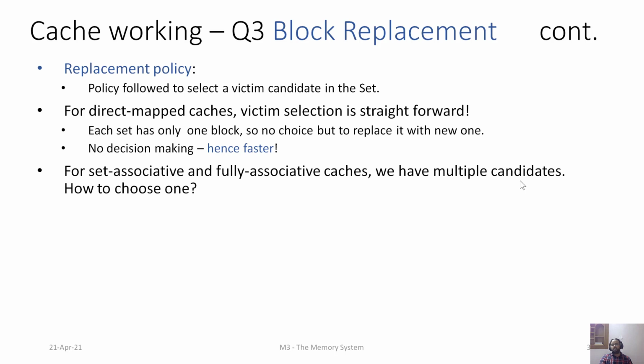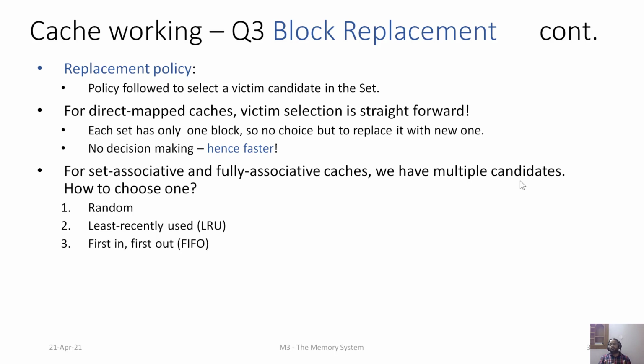But for the set associative and fully associative caches, the set has multiple blocks mapped to it. Now the question is which one to choose. Accordingly, the replacement policy can be a random policy, meaning we can pick one of those existing blocks at random, or it can be the least recently used, in short LRU policy.